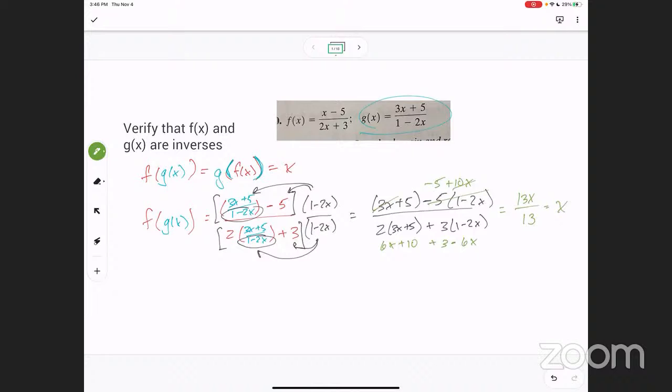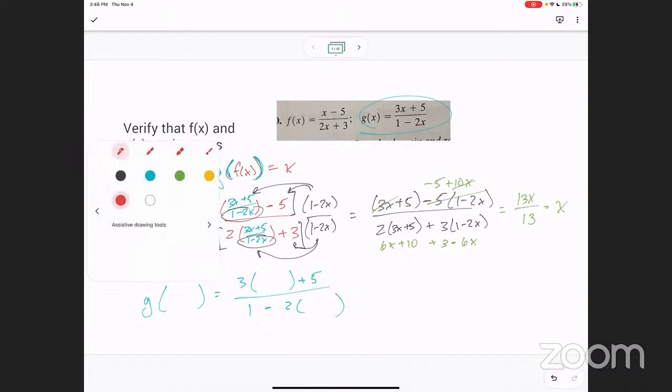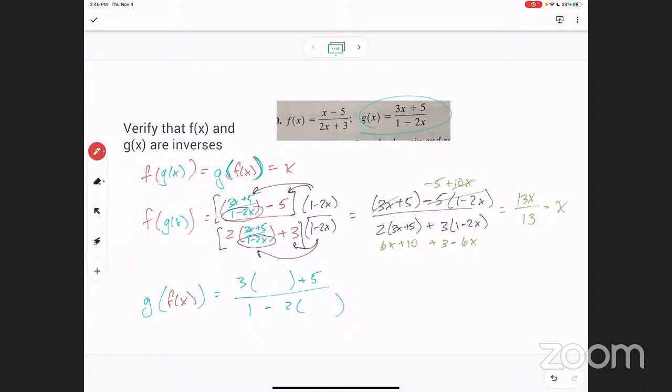So that worked, but I've got to check the other one as well. So now I'm going to do the blue. Now I'm going to plug f of x into g of x. So I'm going to write my g of x out, but leave a space every time I see an x. Leave a nice big space, because now I'm going to write in my f of x, this red one. I'm going to write that in for x everywhere, because that's what functional composition means. That make sense? Mhm. So x minus 5 all over 2x plus 3.